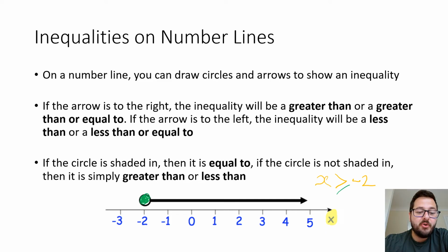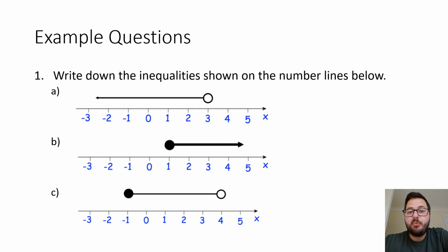Okay, so just a few more examples. Again, feel free to pause the video and have a go yourself. Otherwise, we'll do them together. Okay, so the first one, write down the inequalities shown on the number lines below. So the first one, again, we've got x, so we can start with x. Now it's going to the left, so that's going to be less than. And again, the circle is not shaded in, so there's no equal sign, and the number is 3. So that's the first one.